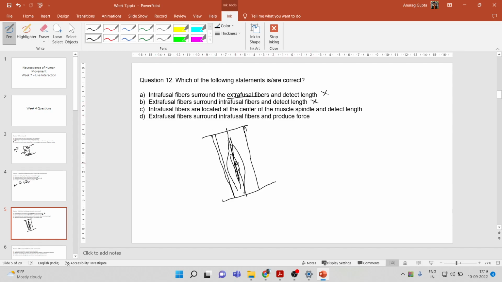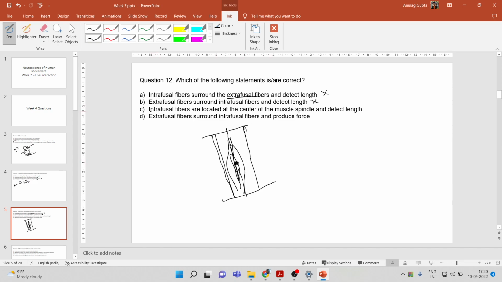So basically, we have these sensors. We have afferent fibers going from the intrafusal fibers. These are primary spindle endings and secondary spindle endings. The primary spindle endings detect the length of the muscle as well as the velocity of contraction, or velocity of change in length, whereas the secondary endings detect only the length of the muscle.